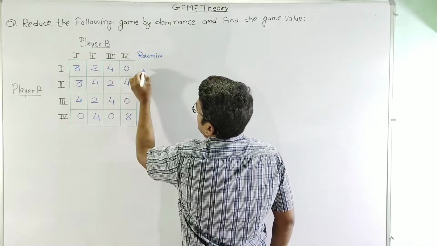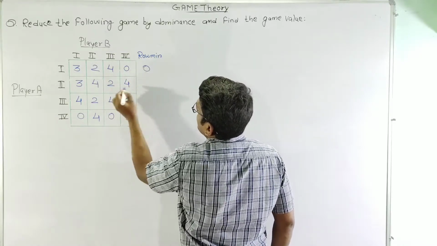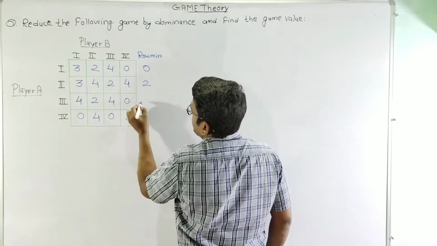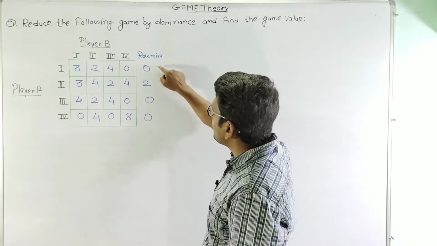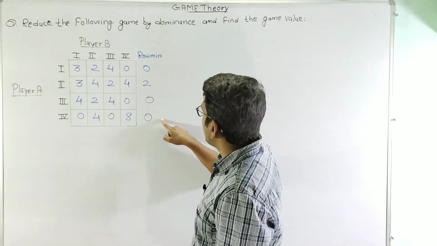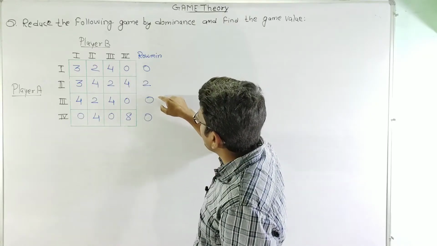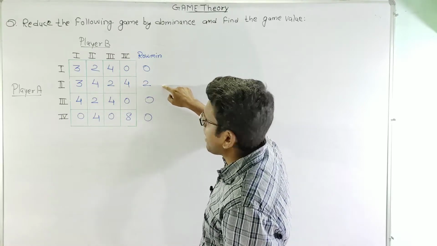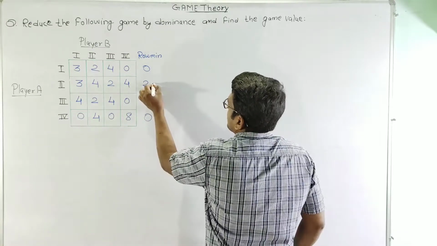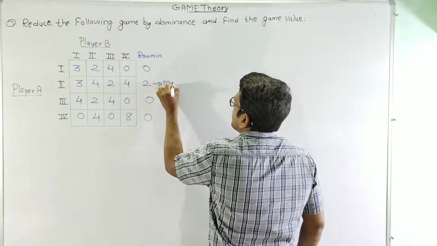So the minimum elements in the rows are 0, 2, 0 and 0. Now among these minimum values, we will try to find the maximum value. So 2 is the maximum value. So this is our maximin value.